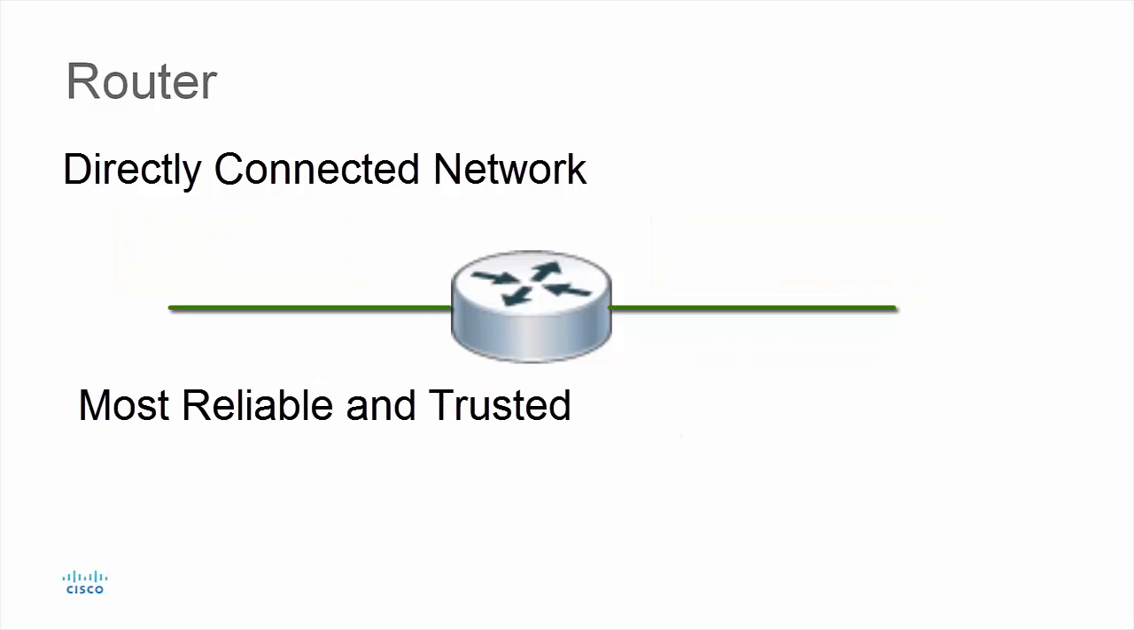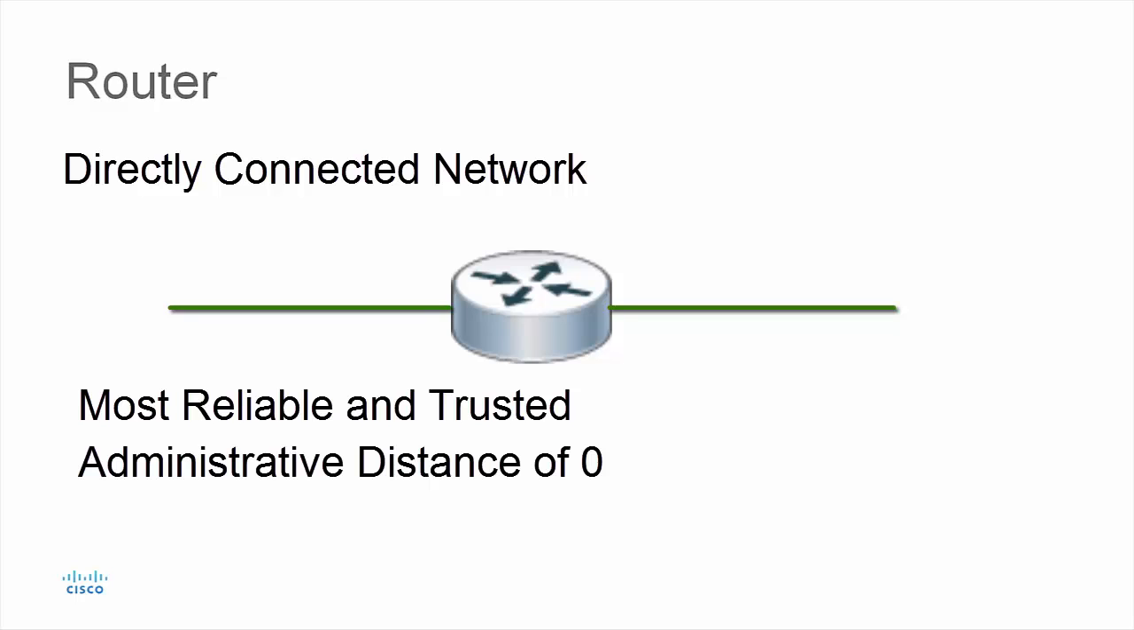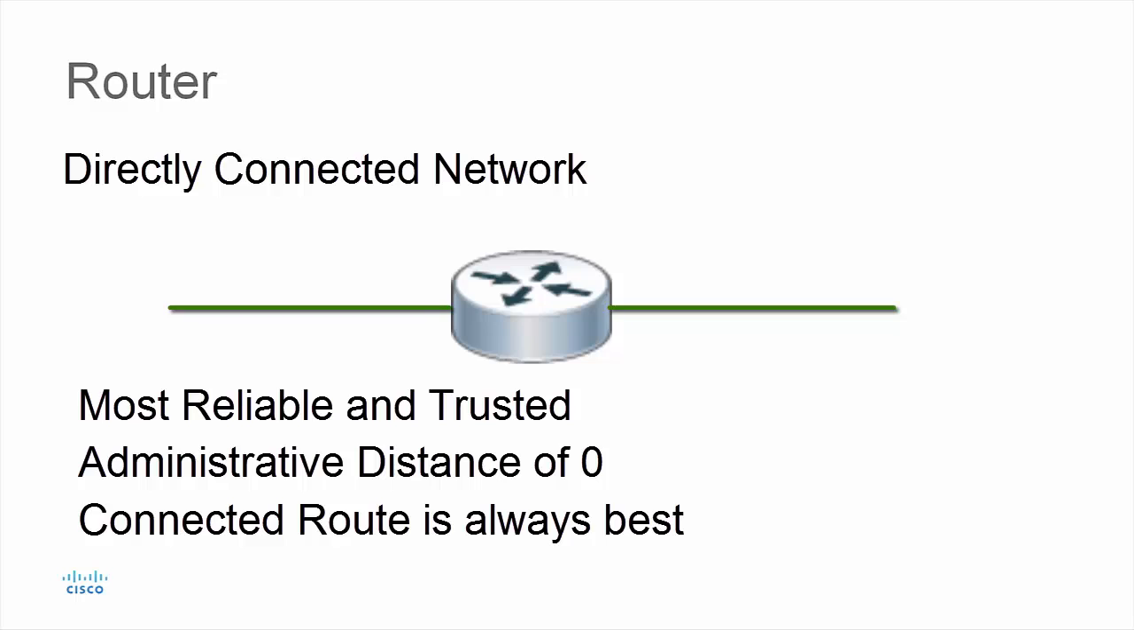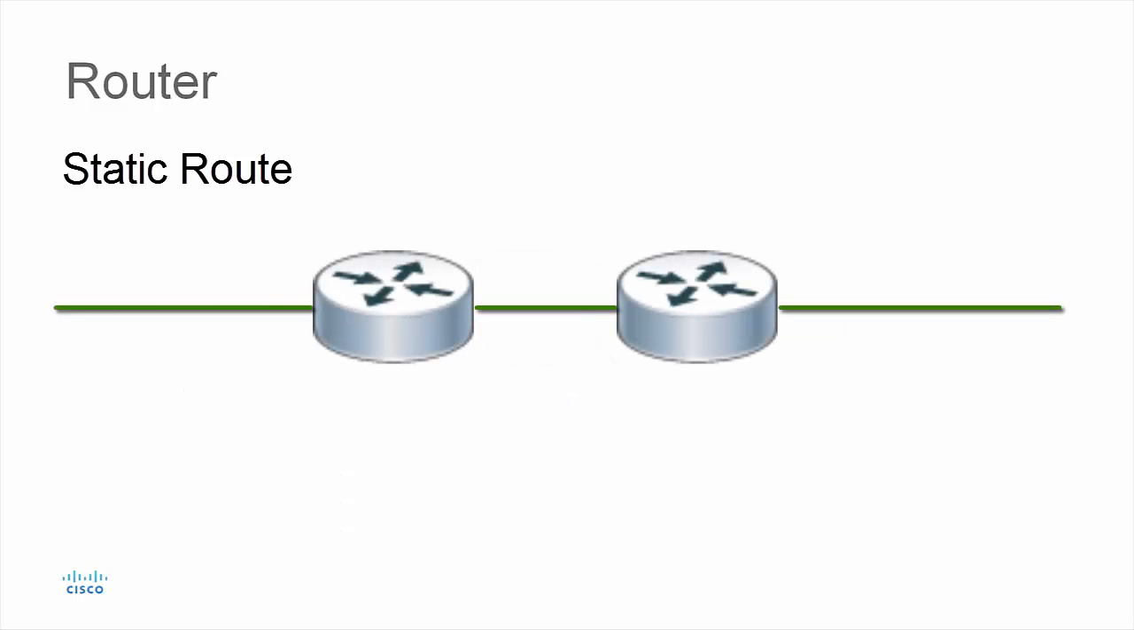Directly connected routes are considered to be the most reliable and therefore the most trusted. An administrative distance of 0 is assigned to directly connected routes. The lower the value of the administrative distance, the more trusted it is. Therefore, a router will use a connected route as the best route, even if that same prefix is learned via another method. The next method is static routes.